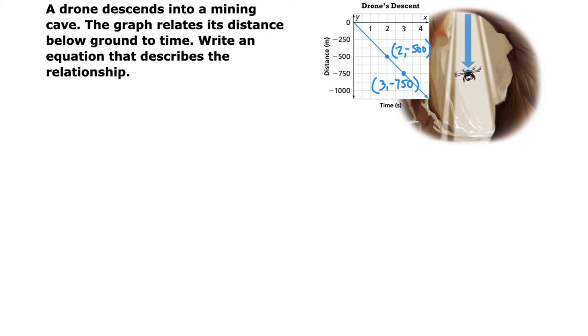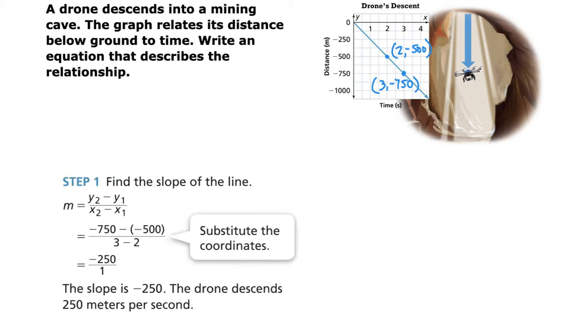What the question is asking is to write an equation that describes a relationship between distance and time. And in order to write an equation, I'm going to need to first figure out what the slope is, because slope helps us describe the relationship between any x and y variable. So step one will be to find the slope of the line.